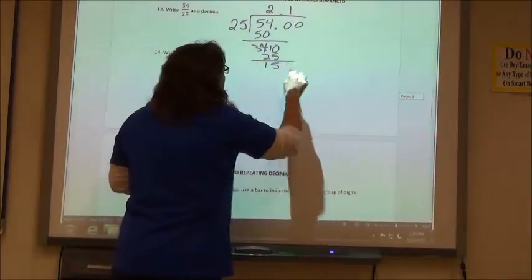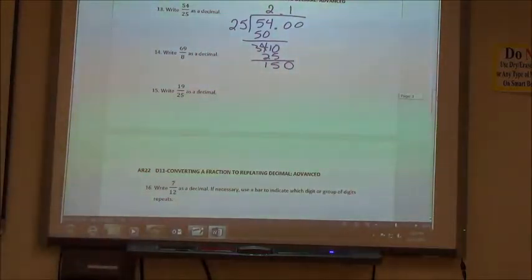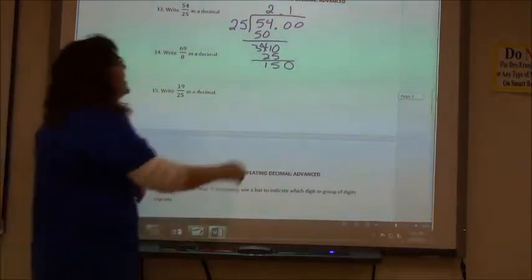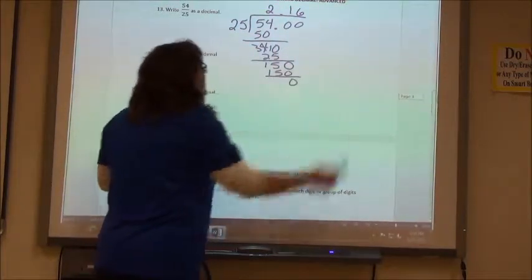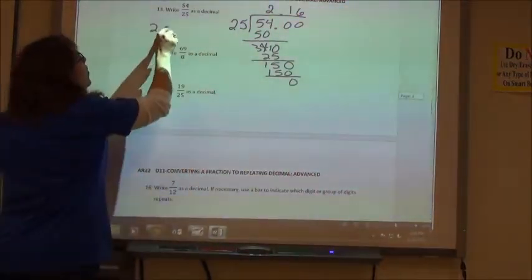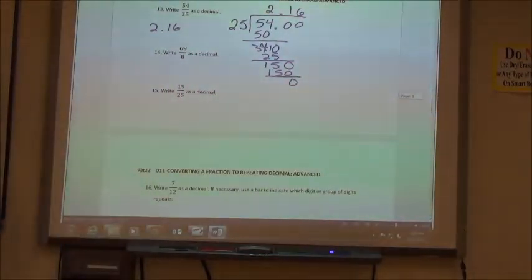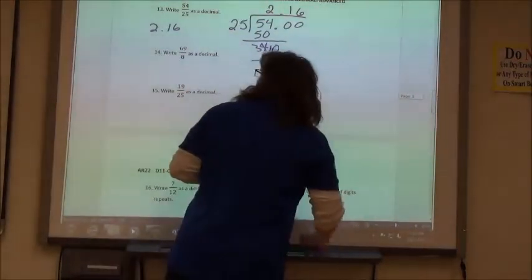I add my 0 and bring that down, right? 25 goes into 150 6 times. 6 times 25 is 150. I get a remainder of 0, so 2.16. So if you had your calculator and put in 54 divided by 25, using the division instead of the fraction, because we want a decimal, it should say 2.16, because it's just a division problem. Whenever you have a fraction, it really means you're dividing.